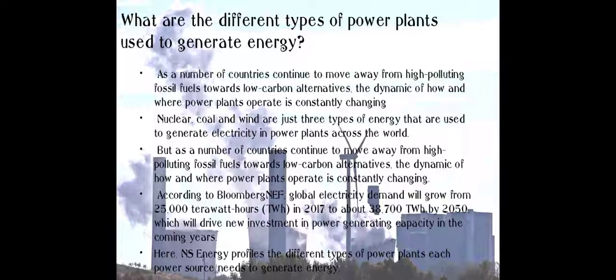What are the different types of power plants used to generate energy? As a number of countries continue to move away from high-polluting fossil fuels towards low-carbon alternatives, the dynamic of how and where power plants operate is constantly changing. Nuclear, coal, and wind are just three types of energy that are used to generate electricity in power plants across the world.